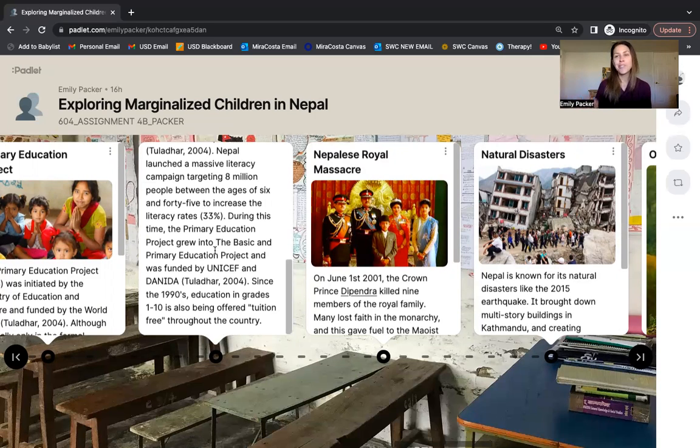And so during this time, the Primary Education Project then grew into the Basic and Primary Education Project, and then was funded by UNICEF and Danida, which is the Danish international education organization. So at that point in the 1990s, grades 1 through 10 became tuition free. However, that does not mean that it was free to go to public school, because students still needed to pay their transportation costs, costs for their uniforms, costs for their materials.